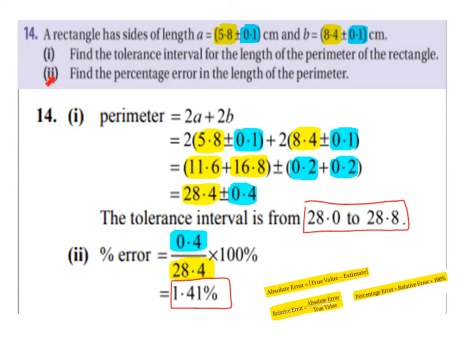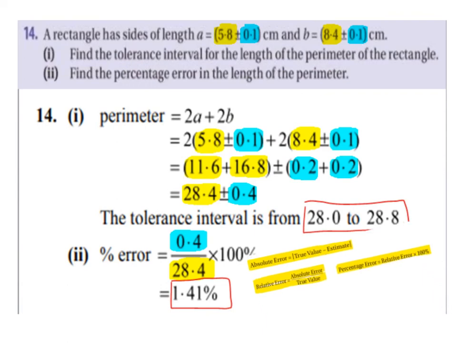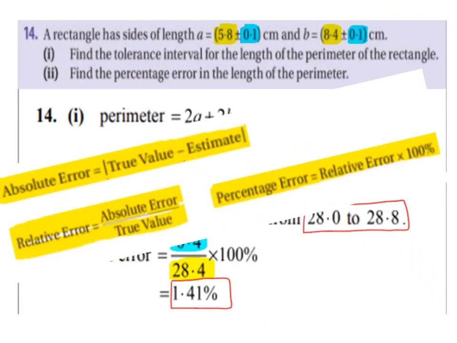Part 2. Find the percentage error in the length of the perimeter. So if we have a look again at our formulas. So percentage error is relative error times 100%. And relative error is the absolute error divided by the true value. And the absolute error is the true value minus the estimate, and we take the modulus of that, so we take the positive value of that.